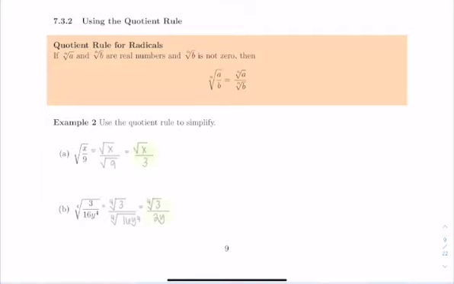We have the square root of x over 9, and so we're just going to make a square root on the top, square root of x, over a square root on the bottom, square root of 9 on the bottom, and so we end up with the square root of x all over 3.